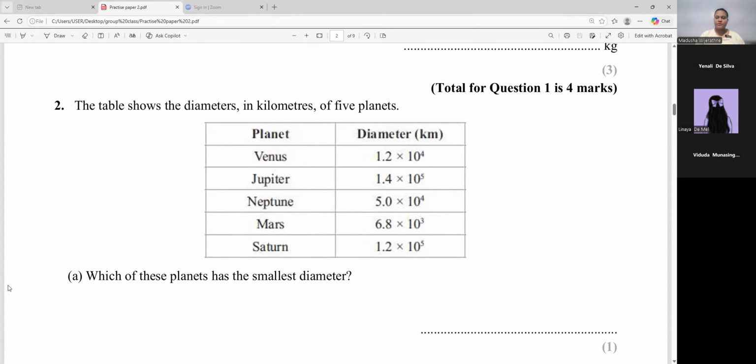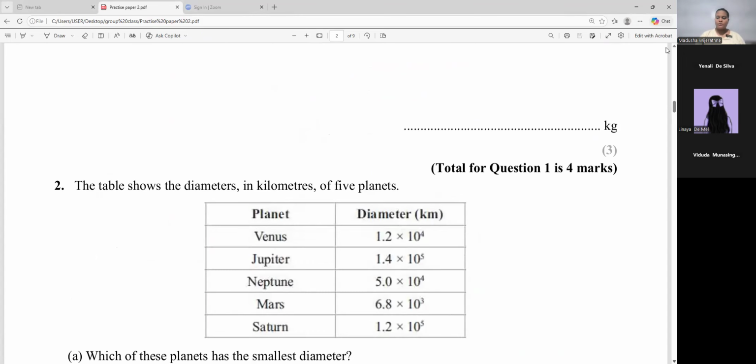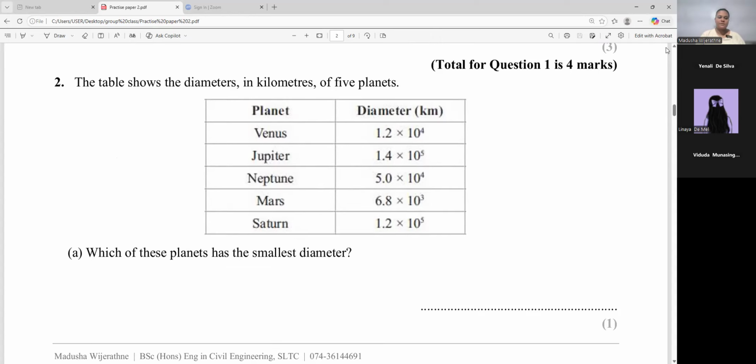Total marks for this question is 4 marks. 1 mark for writing the model class, 3 marks for writing the find in the estimate, the total weight.